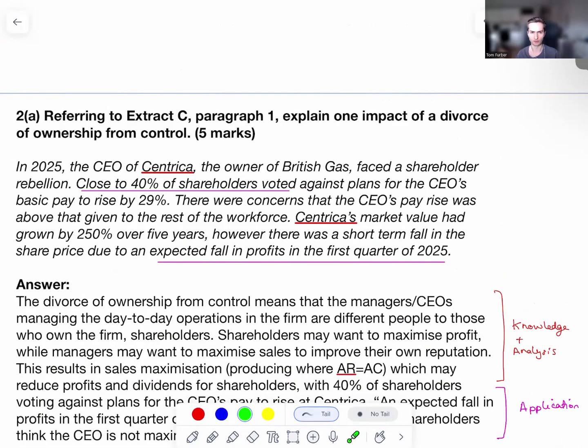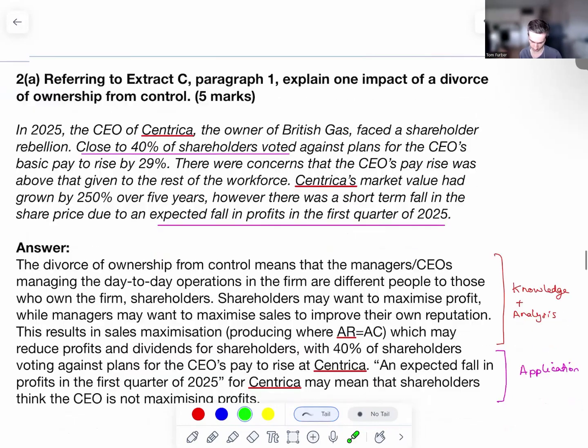Let's do question 2. So referring to extract C, paragraph 1, explain one impact of a divorce of ownership from control. So this was the extract here. Two bits to highlight. Close to 40% of shareholders voted against plans for the CEO's pay to rise at Centrica. And I should note there was an expected fall in profit in the first quarter of 2025. We'll use those facts in our 5-mark response.